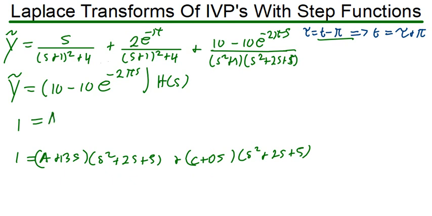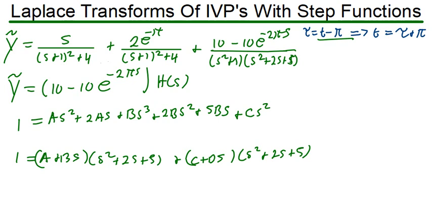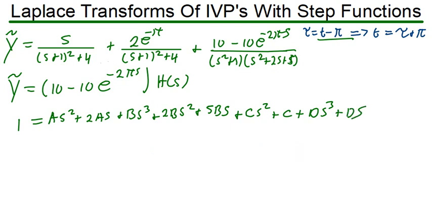a s squared plus 2as plus b s cubed, then plus 2b s squared plus 5bs, then plus c s squared plus c plus d s cubed plus ds, like that. That's what you have when you expand it.